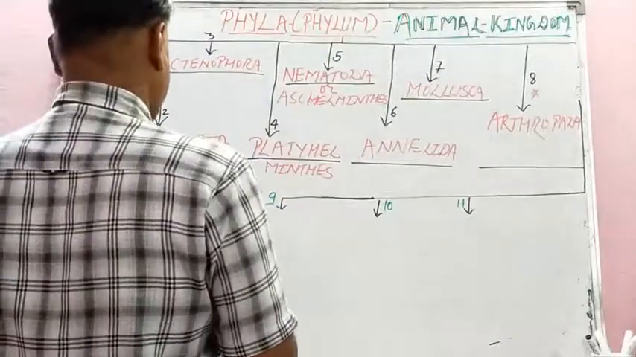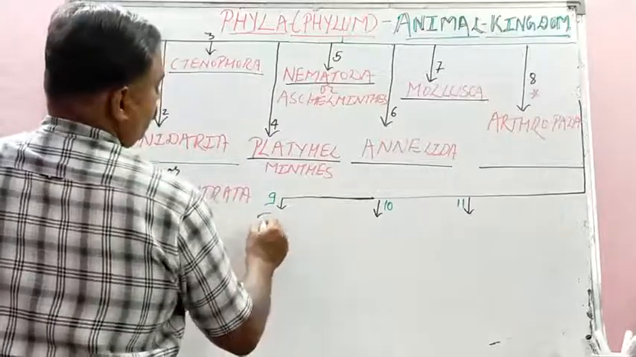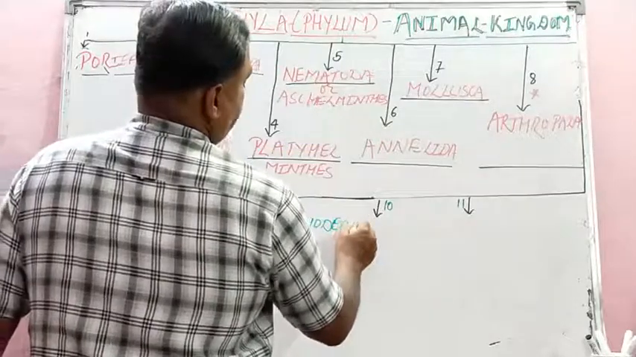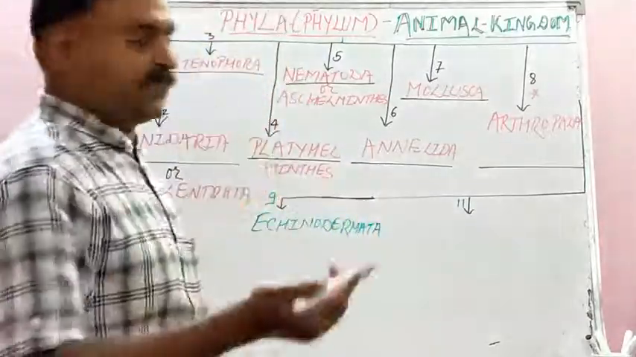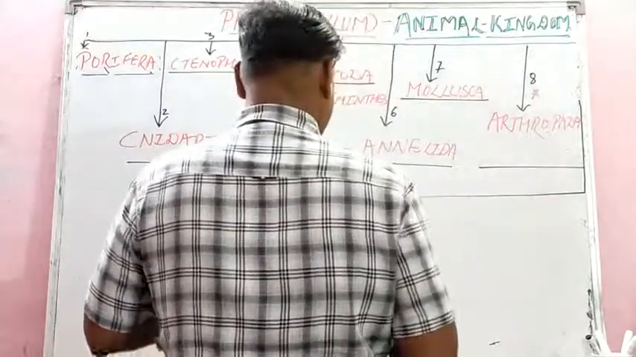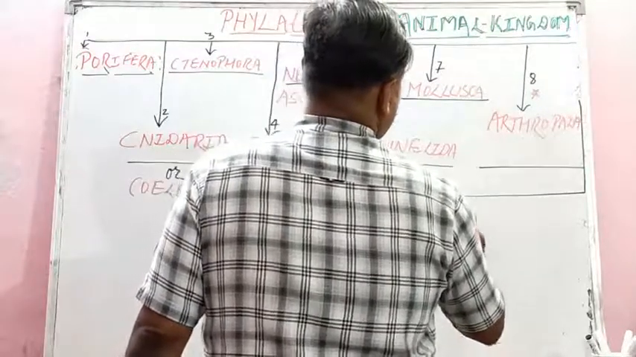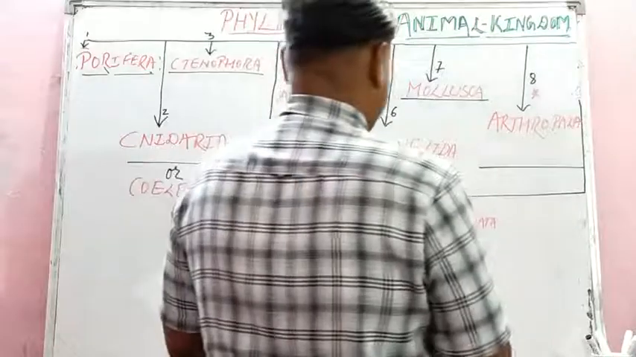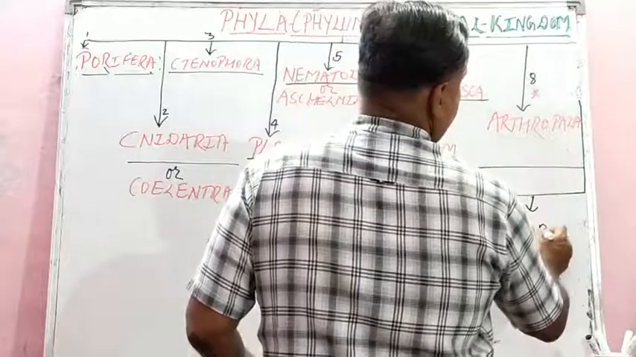And student, ninth one is your Echinodermata. Example is your starfish, sea urchin. Then student, number 10 is your Hemichordata. Balanoglossus is the example. And student, last but not least, very important, we are in this Chordata.